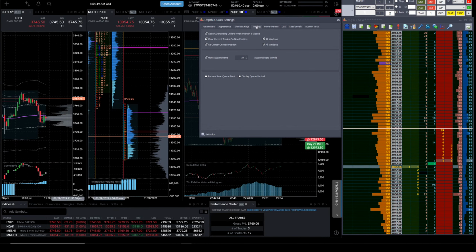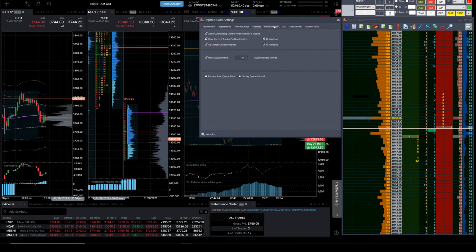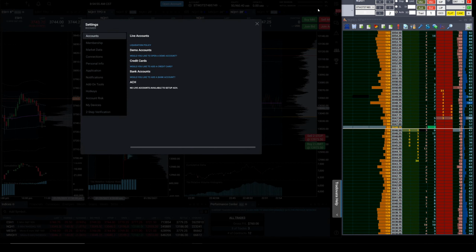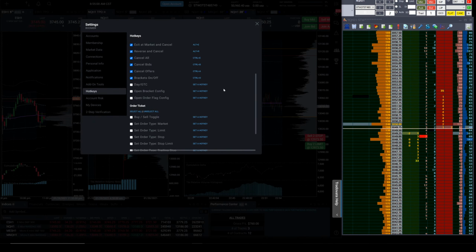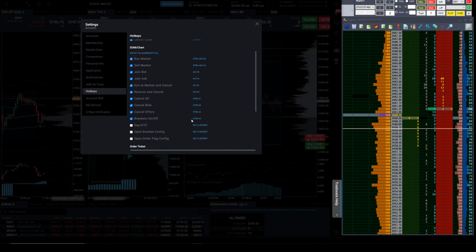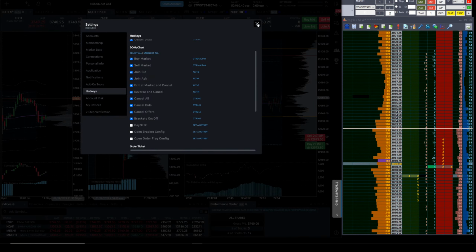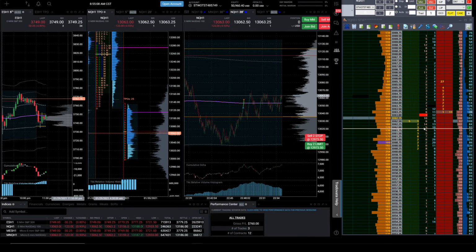Obviously, shortcut keys. It's all set up for keyboarding, which I do a lot of. I've also set up all the hotkeys on the Tradovate platform, but they're different because they have different functionality than my Jigsaw tools.